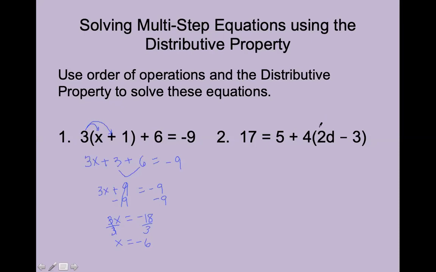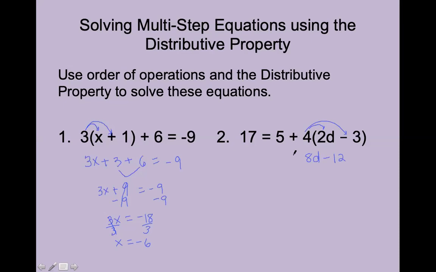This time we have the variable we're trying to get to way over here. Okay, don't do anything with the 17. It's by itself. We're leaving that till way at the end. I've got addition in here, but remember, you got to do multiplication first. I have to do this distributive property. So 4 times 2d, 4 times 2 is 8d. Okay, I'm distributing a positive 4. Positive 4 times negative 3 would be a negative. 4 times 3 is 12.